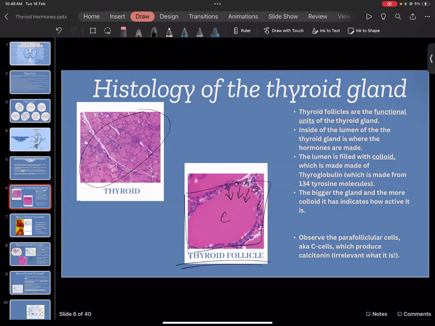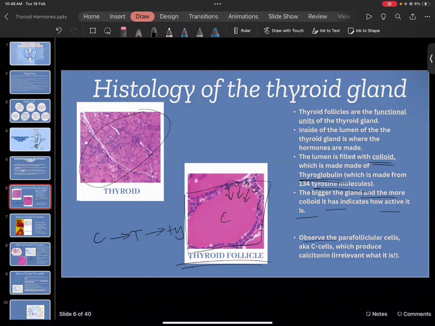I want you to know that the colloid is actually made out of thyroglobulin, which is made of tyrosine molecules. So colloid is made of thyroglobulin, which is made of tyrosine. The bigger the gland and the more colloid it has indicates how active it is. That's pretty much self-explanatory. Because there's so much colloid, it means it's producing more thyroglobulin, and because it has more thyroglobulin, which we will use to make T3 and T4, that means it's more active.